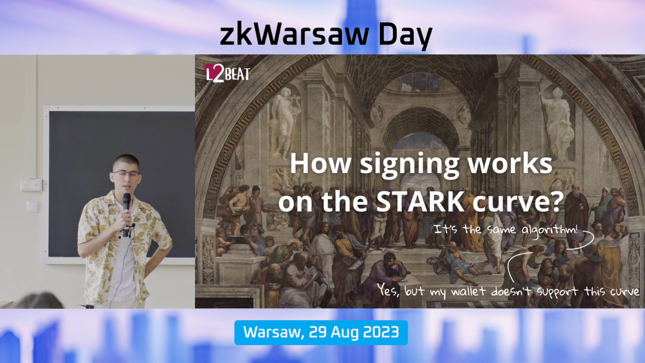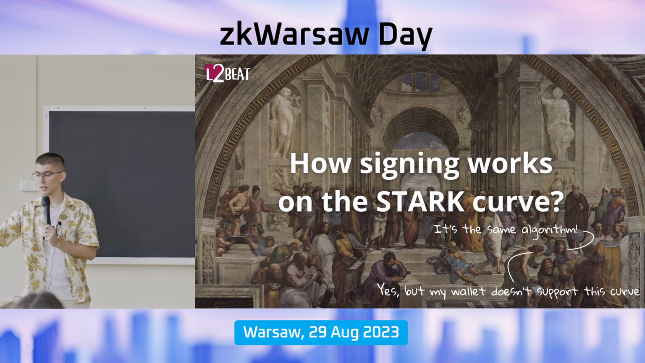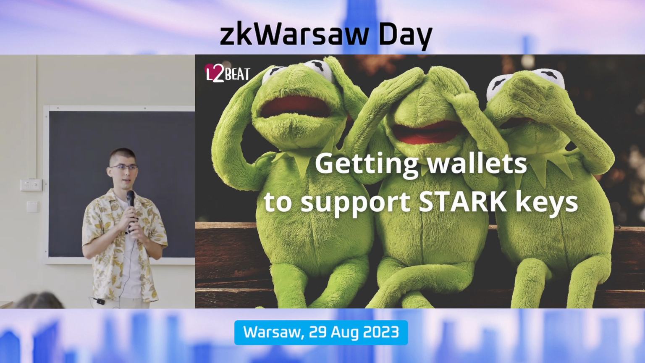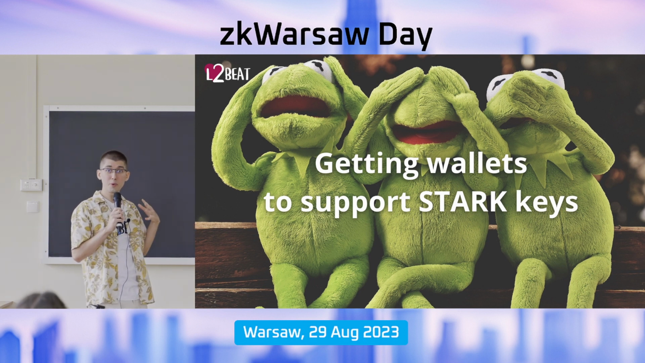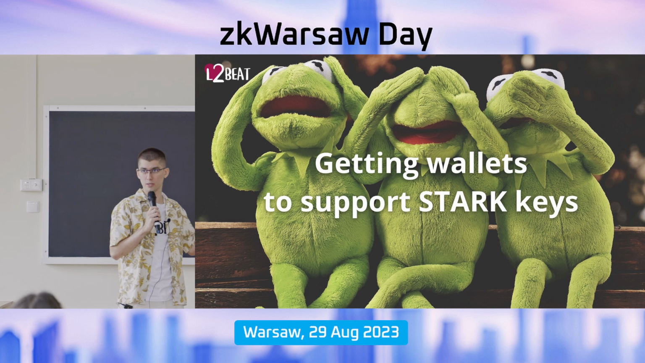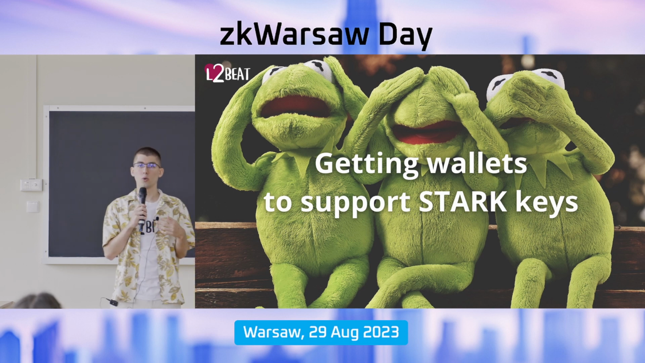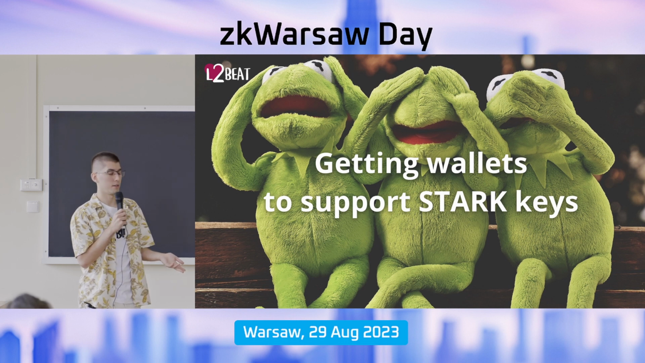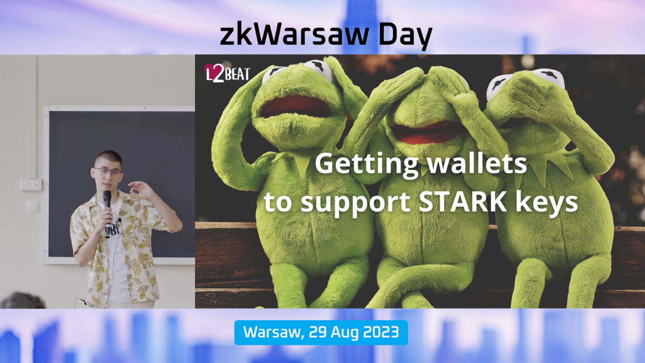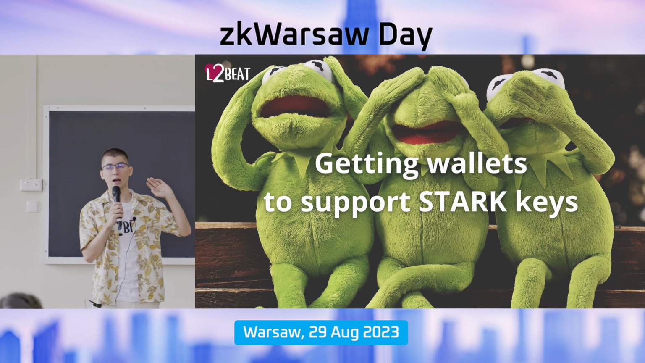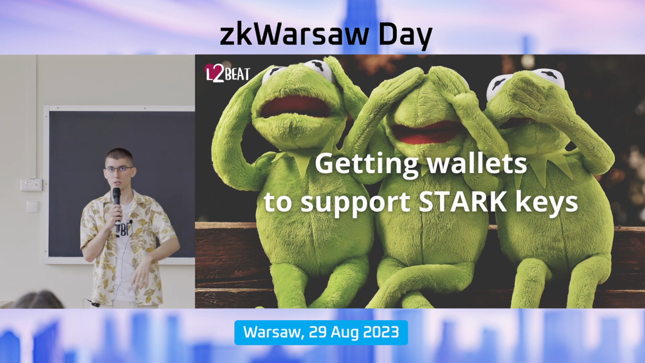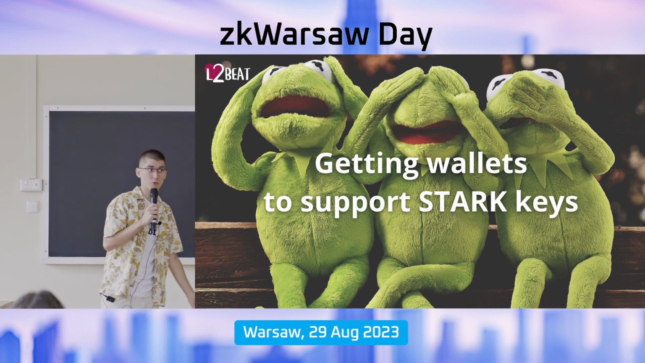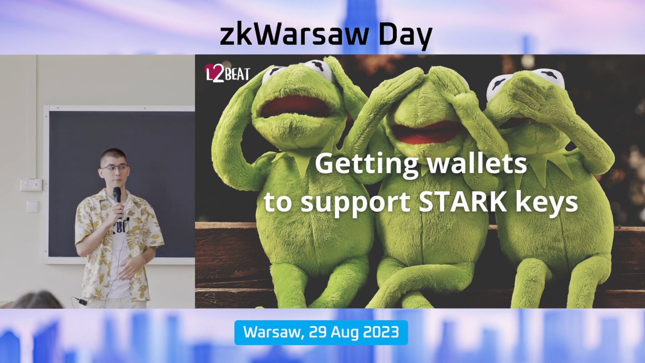So, well, how do we actually make this work, right? The first idea is, well, maybe we can actually get wallets to support this Stark curve. There was a specification derived. They specified how the derivation for the Stark keys work, some specific information for hardware wallets to support it, for MetaMask to support it.